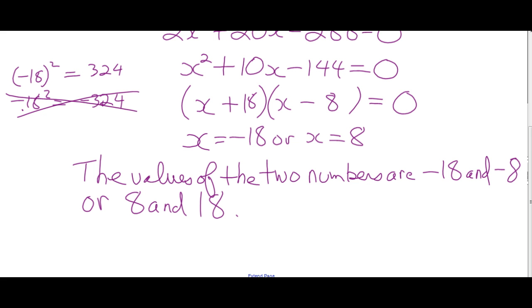Okay, what's next? One left? Yeah. So in solving a word problem, you need a let statement. You have to clarify to people what the numbers are. Let the numbers be x and x.